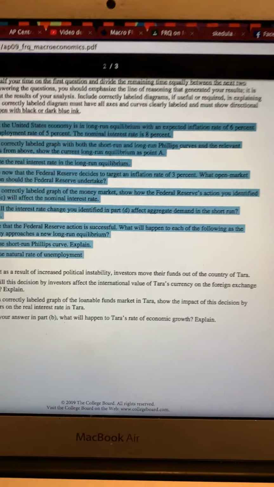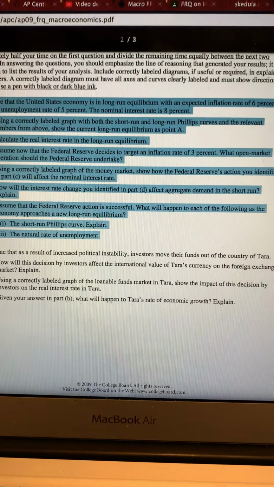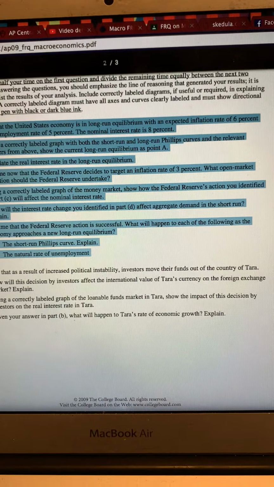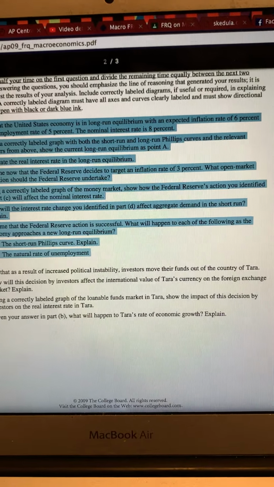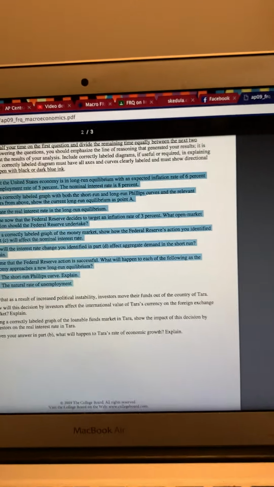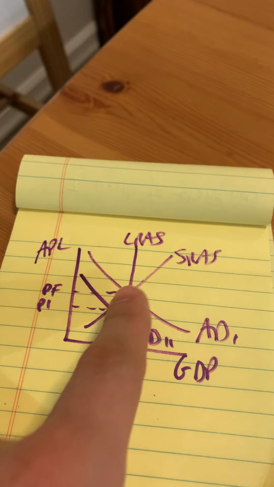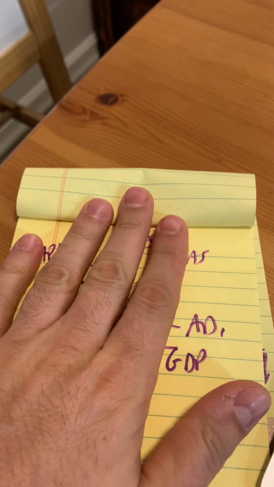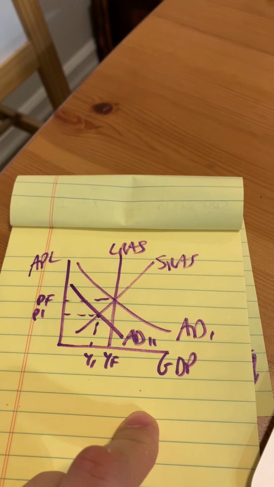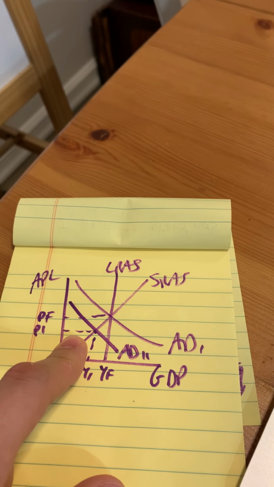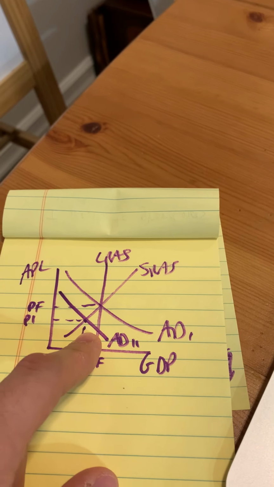Now it gets tricky. E says, how will the interest rate change you identified in D, the previous one, affect aggregate demand in the short run? Well, in the short run, when interest rates are going up, aggregate demand will shift to the left. Now, they don't ask you to draw this, but I drew it for you. So AD goes to the left. That makes pretty much sense. Well, then it says, explain why. Why does AD go to the left?